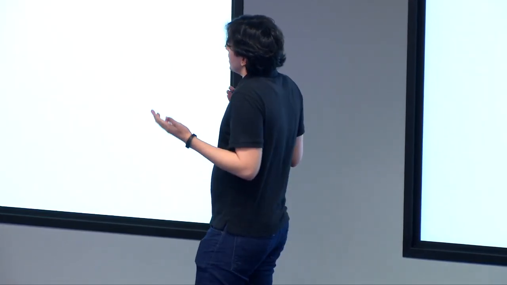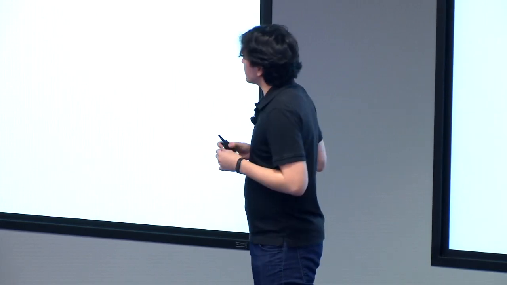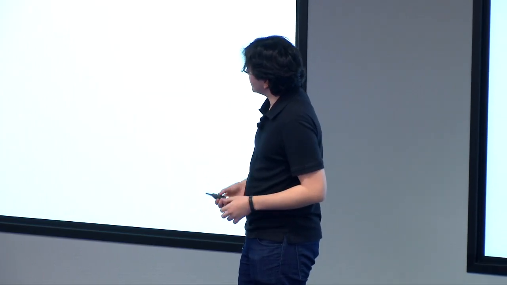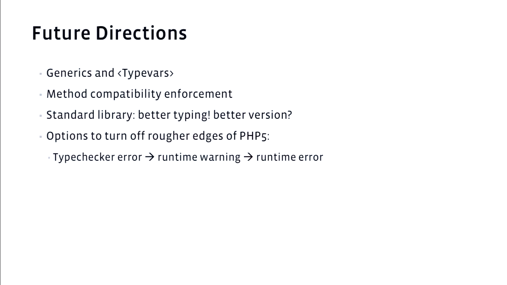And we also want to provide some options to turn off the rougher edges of PHP 5. So as I mentioned, division by 0 returning false, for instance, is something that you can turn off if you have access to the runtime. And the way that we want to provide this behavior is, first, it becomes a type checker error, where we say, hey, wait a minute, this shouldn't be happening. Then there's a bunch of cleanup that you do, and then you can turn on some behavior that makes HHVM emit the runtime warning. And then after you're pretty confident that you've beat all the errors out of the code base, you can make that a runtime error and then never have to worry about that issue again.